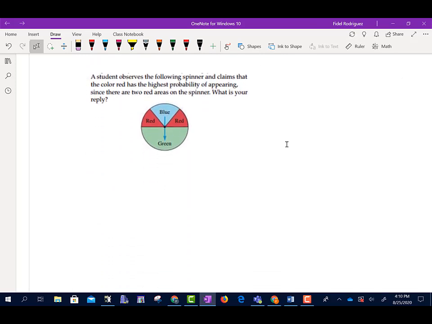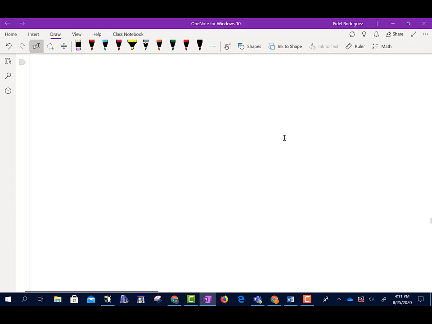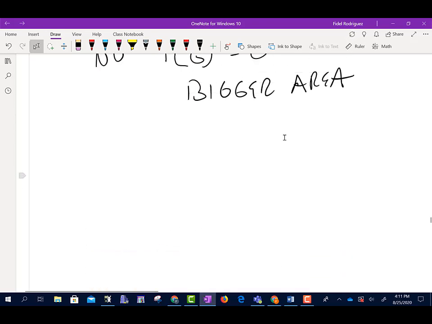All right. It says a student observes the following spinner and claims that the color red has the highest probability of appearing because there are 2 red areas on the spinner. What is our reply? Is that correct or incorrect? And we would say no. The one that's going to have the highest probability would be getting a green because it has the bigger area, right? So it doesn't matter that there's 2 red areas. Those 2 red areas are smaller than the one green, right? And that is 9.1.